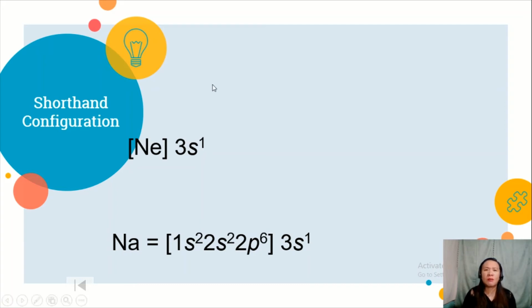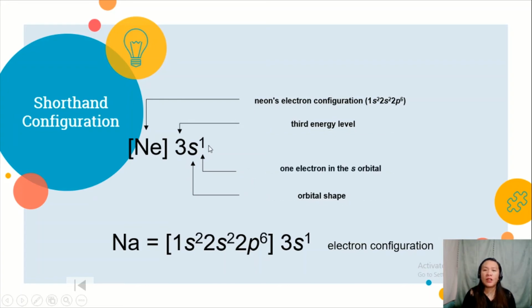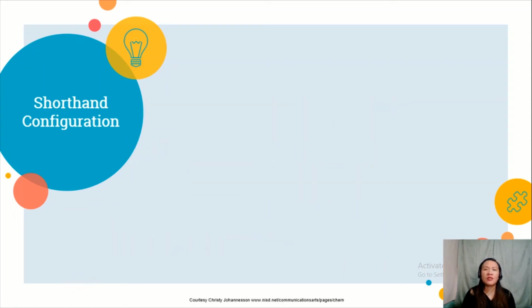So what do these symbols mean? The Ne here will be neon's electron configuration. So the electron configuration of neon is 1s2, 2s2, and 2p6. And then we have here 3, which means that it is in the third energy level. And then we have S, which is the orbital shape, and 1 here is 1 electron in the S orbital.